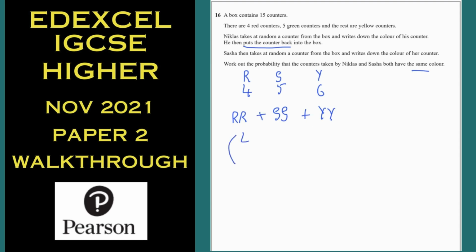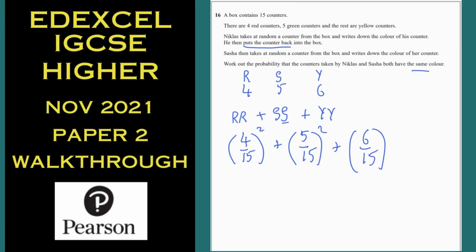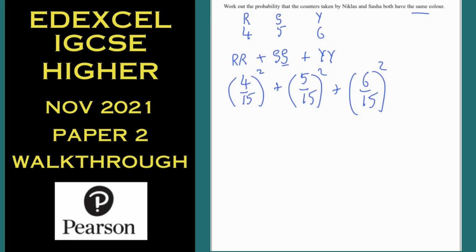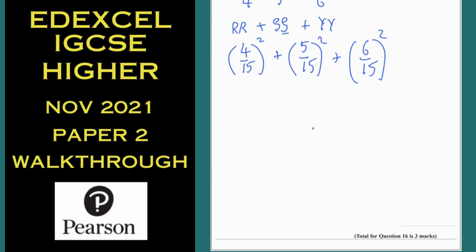So red, red is 4/15 times 4/15 because the counter is replaced. Green, green, 5/15 multiplied by 5/15. And yes, you've guessed it for yellow, it's 6/15, and the probability that the second person gets, it doesn't change, 6/15. Again, stick it all in your calculator, and that's why it's only 3 and not a big 4 or 5er. It's just 77 over 225.